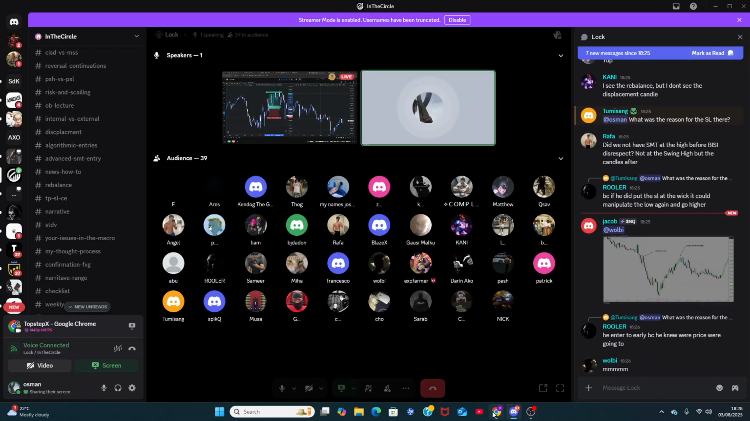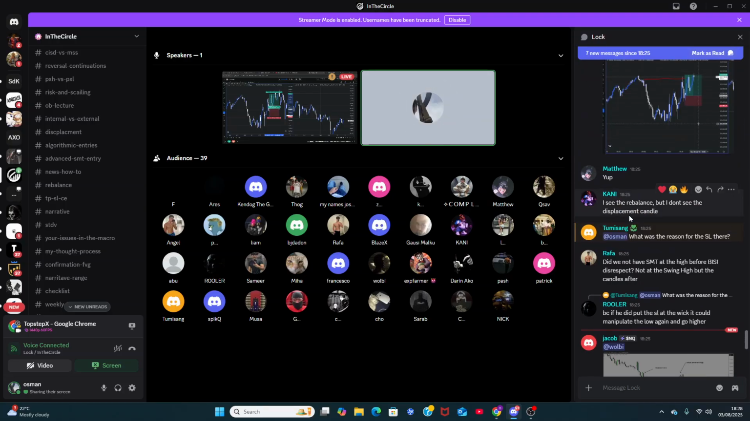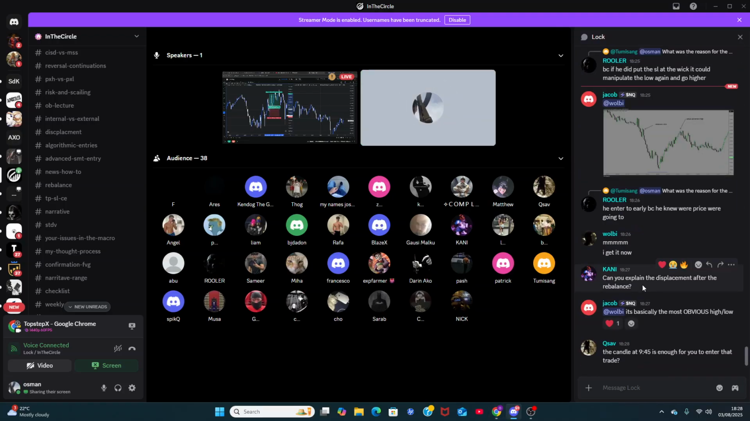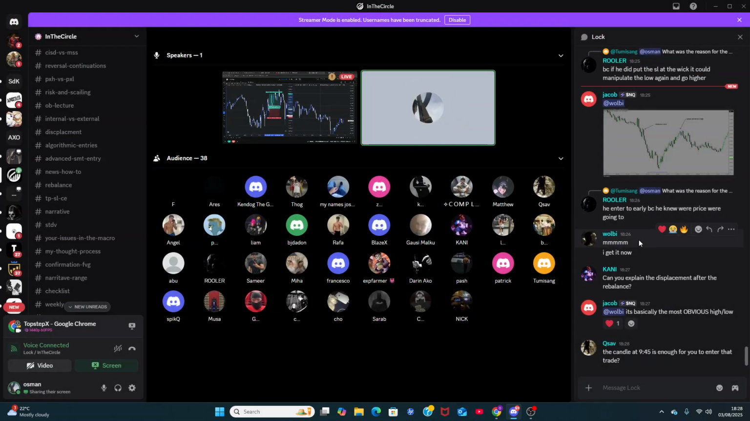I see the hold up, let me fix this. I see the rebalance, but I don't see a displacement candle. What are you talking about? What we rebalance, the wick, the actual prominent high. In this scenario, that is a prominent high. Yes, yeah, because it's the highest one. Can you find displacement after the rebalance?